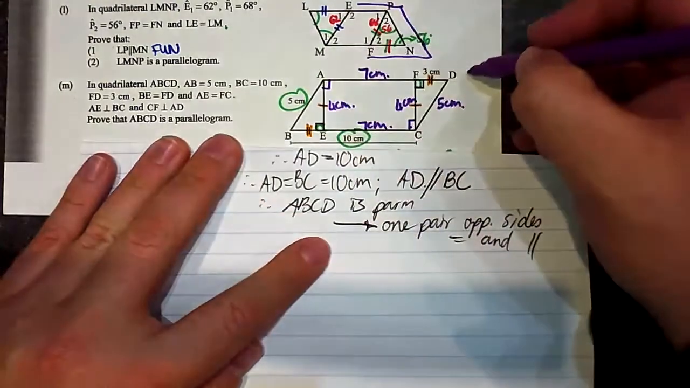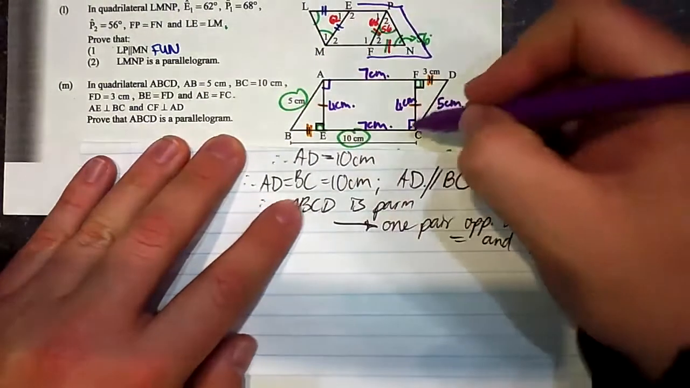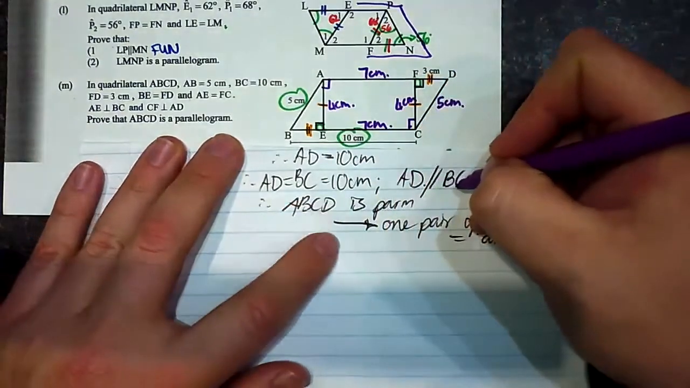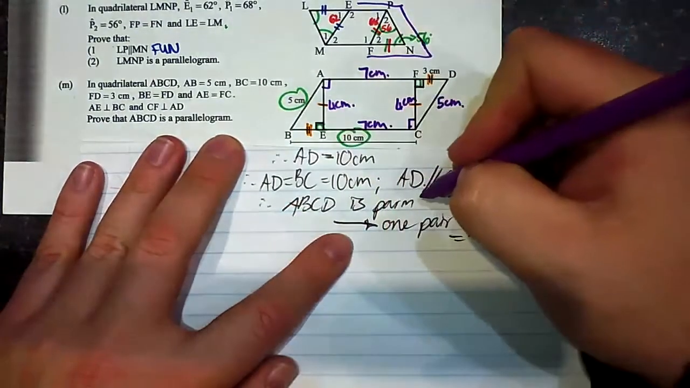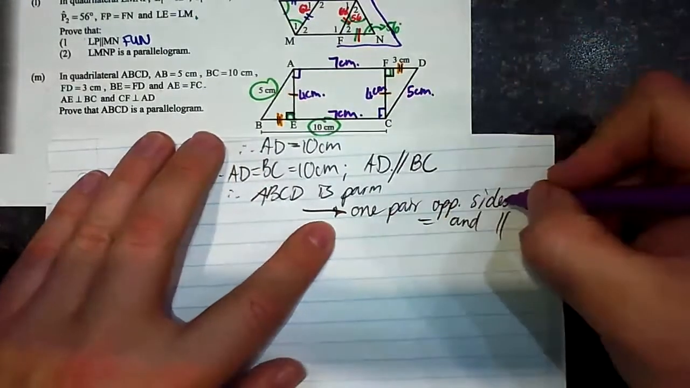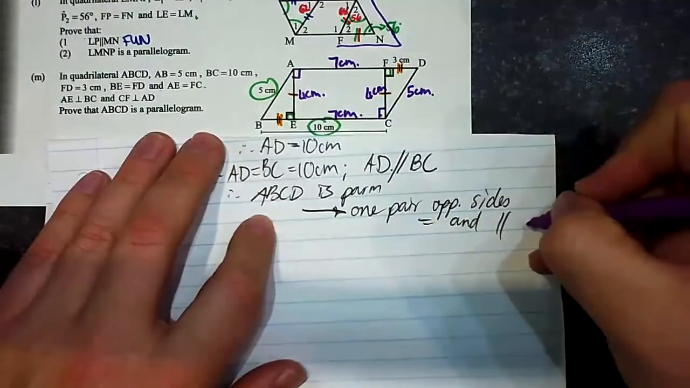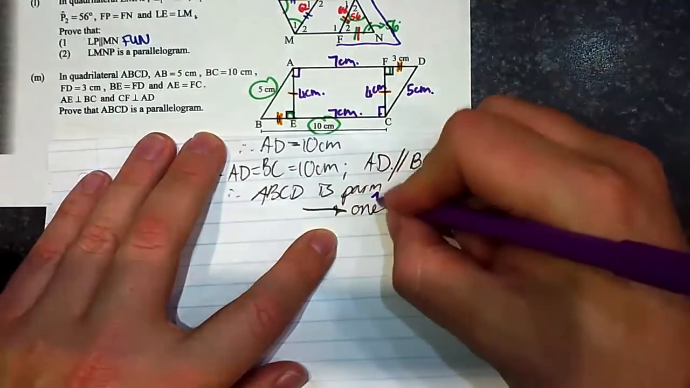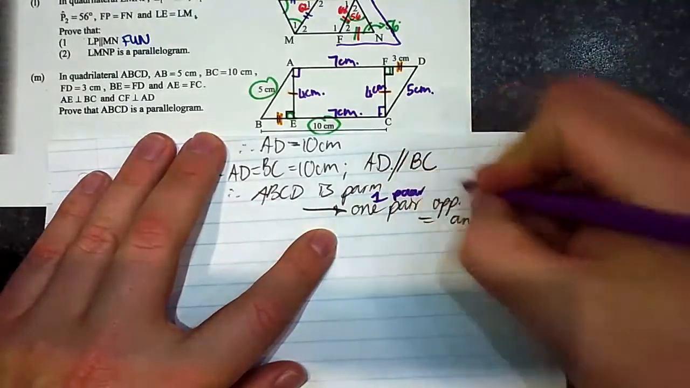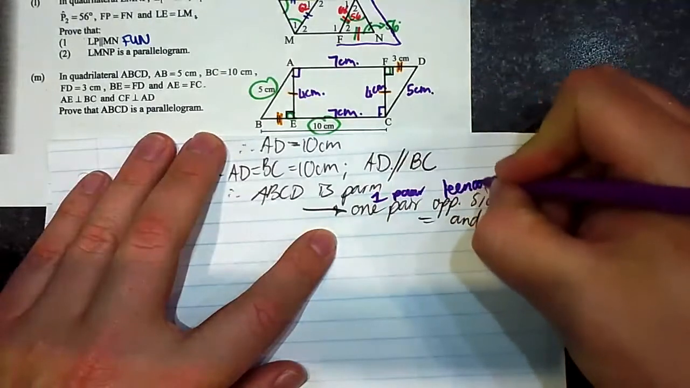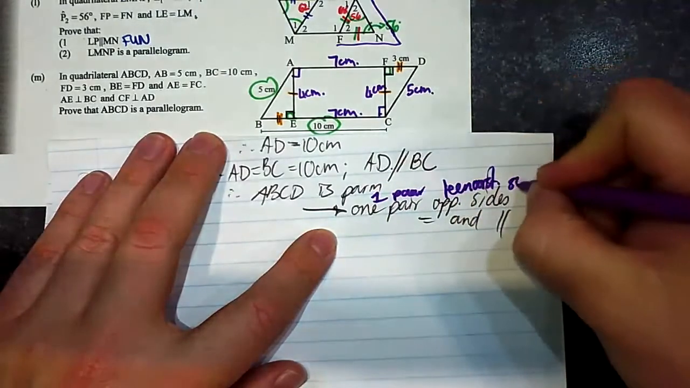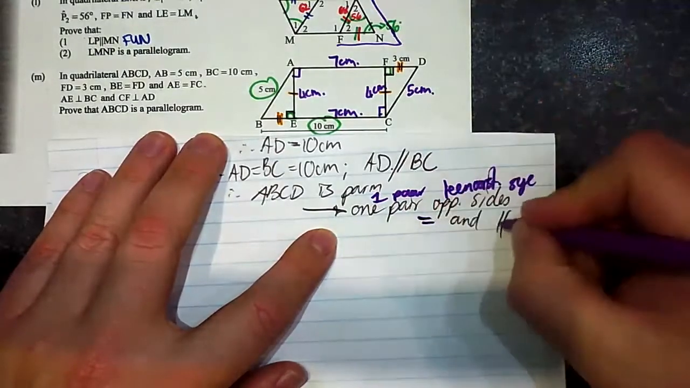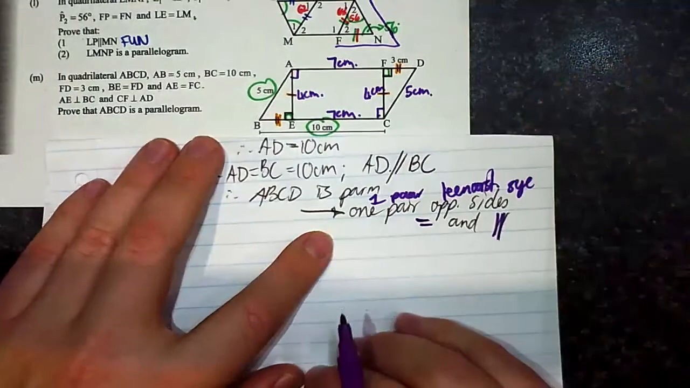If AD is 10, then AD and BC are both 10 centimeters, and they are parallel, already proven. So ABCD is a parallelogram because at least one pair of opposite sides are equal and parallel. Een paar teenoorstaande sye is gelyk en parallel. Okay, I hope you guys understand.